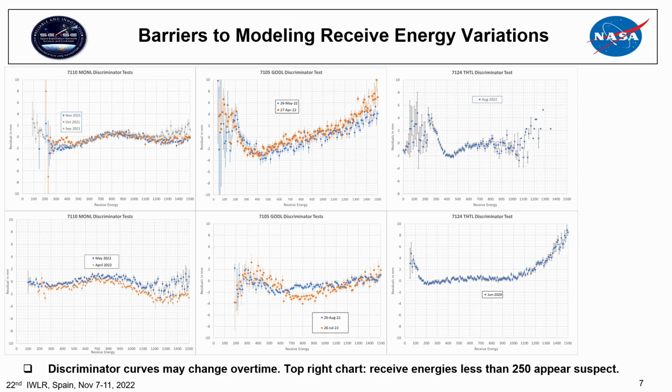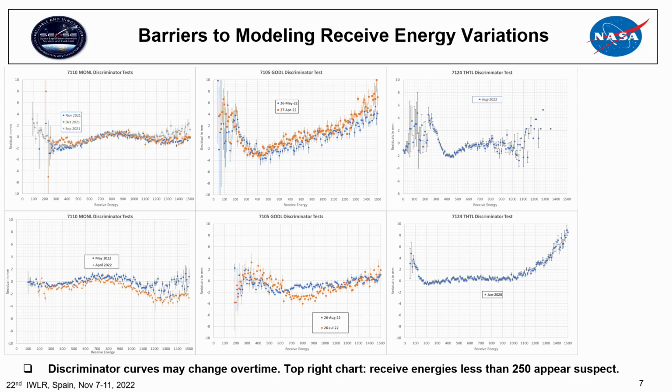Let's see, on this chart here, this is Monument Peak. Here's 3 consecutive discriminator tests over 3 consecutive months. This is November 2021, October 2021, September 2021. And these curves look fairly consistent.